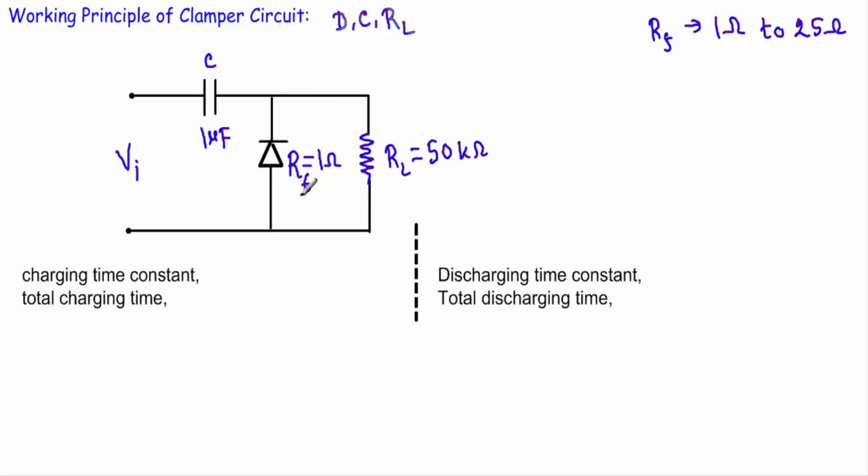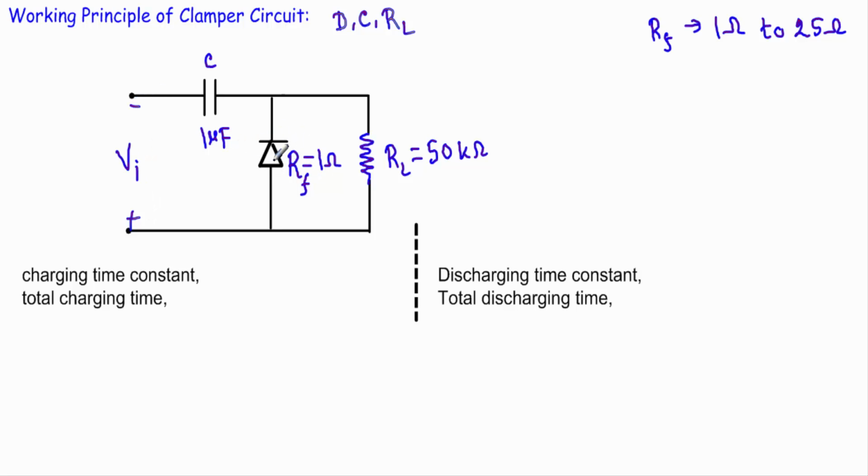This is a basic structure of a clamper circuit. If the diode is in upward direction, that will be a positive clamper, and if the diode is in downward direction, that will be a negative clamper. Okay, now if I am applying an alternating signal here, during the negative half cycle, this terminal will be positive and this terminal will be negative.